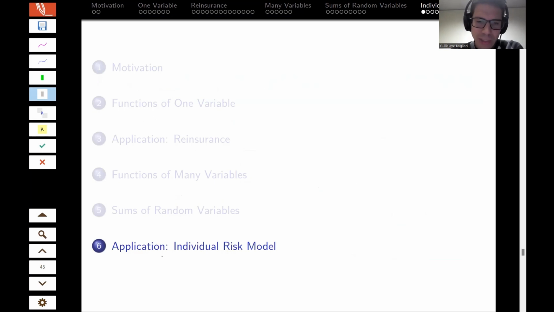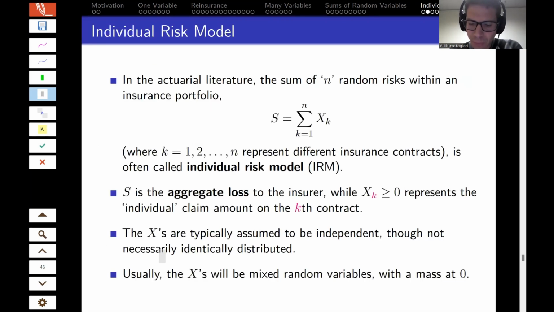Now we have one last section, which is, I suppose, an application of the concept of summing random variables. And it's not going to be anything really new, I believe. It's more of an application or reformulation of the concept you already know.